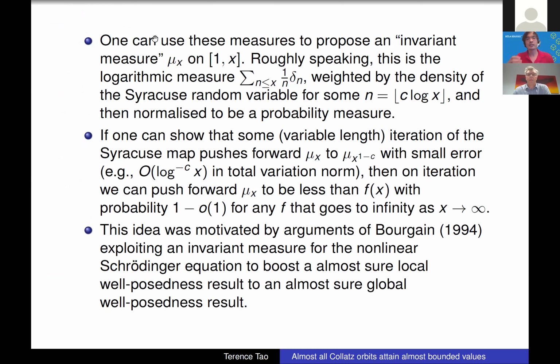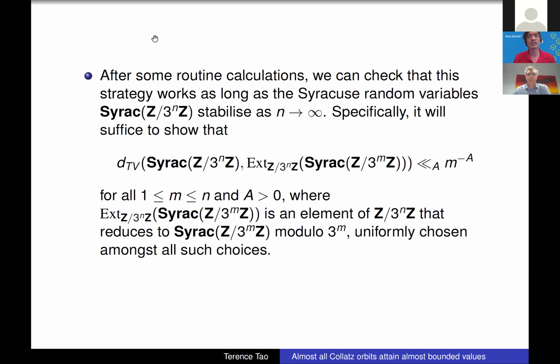All right, so you can compute this, you can work out the strategy, and you run into a slight problem because there isn't just one Syracuse variable, there's a whole sequence of them. So there's one for Z mod 3Z, there's one for Z mod 9Z, one for Z mod 27Z. And in order for this strategy to work, all these measures, all these distributions have to somehow stabilize, they have to be compatible with each other.